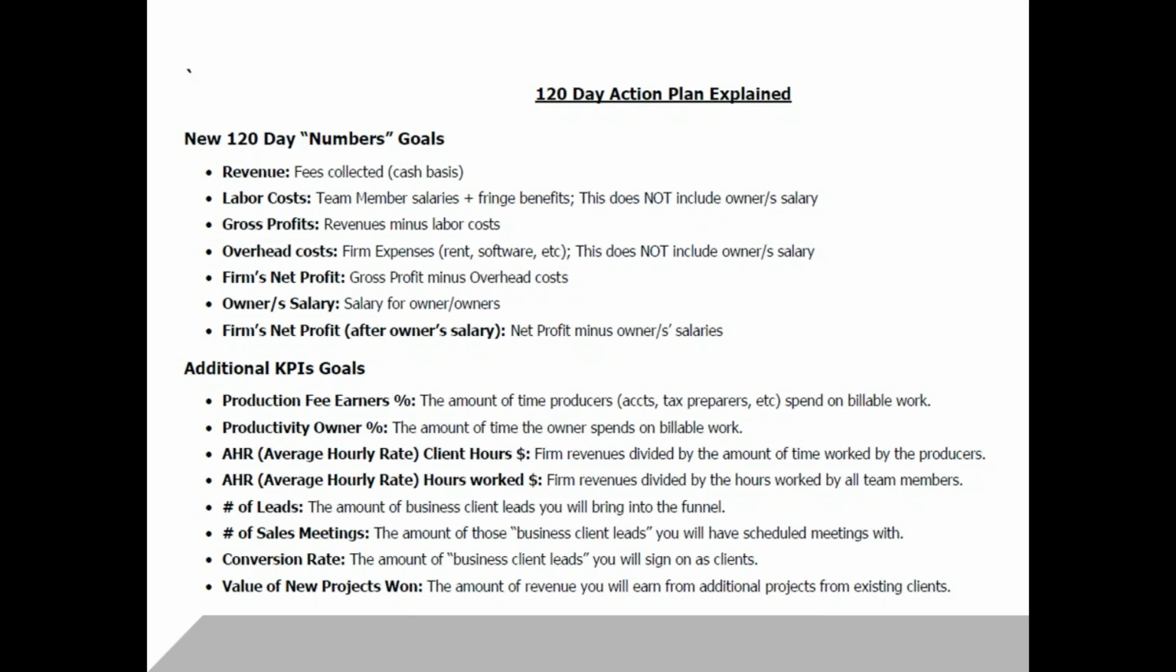Revenues for that trimester. Labor cost. Again, for the trimester, what was your labor cost? Team member salaries plus fringe benefits. Number 3, gross profit. Here, revenue minus labor is your gross profit. Overhead, so these are all your fixed expenses. That's what that is. Net profit, you guys are accountants, you know what I mean. Owner salary is your compensation. And then firm net profit after owner salary.